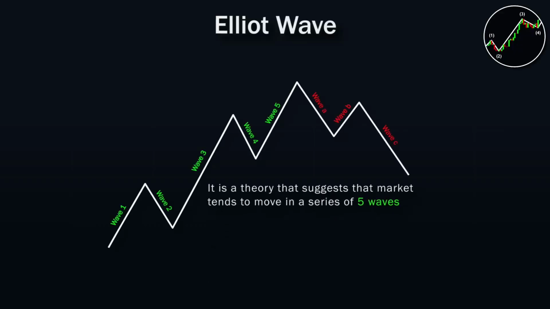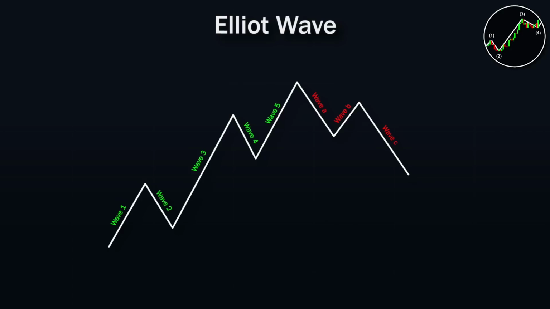Elliott wave. It is a theory that suggests that the market tends to move in a series of 5 waves before reversing and forming another set of waves in the opposite direction. By understanding the Elliott wave sequence, traders can predict where the price is heading by following the pattern. In a chart, we can label each point of the waves as 1, 2, 3, 4, 5 and ABC.